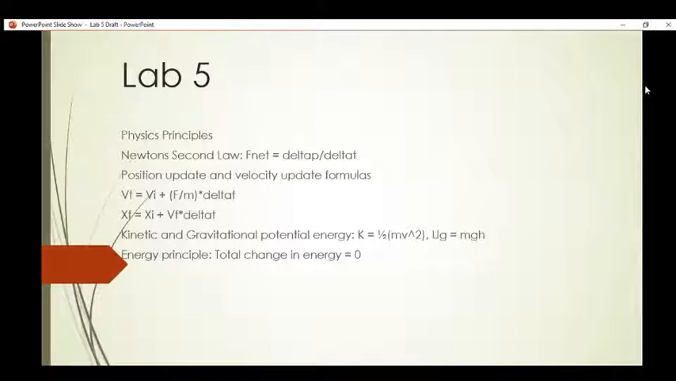We will also be looking at kinetic energy and gravitational potential energy, and the equations for those are given. We will also be looking at the energy principle, which states that the total change in energy is equal to 0. In this case, the change in kinetic energy plus the change in gravitational potential energy will equal 0.